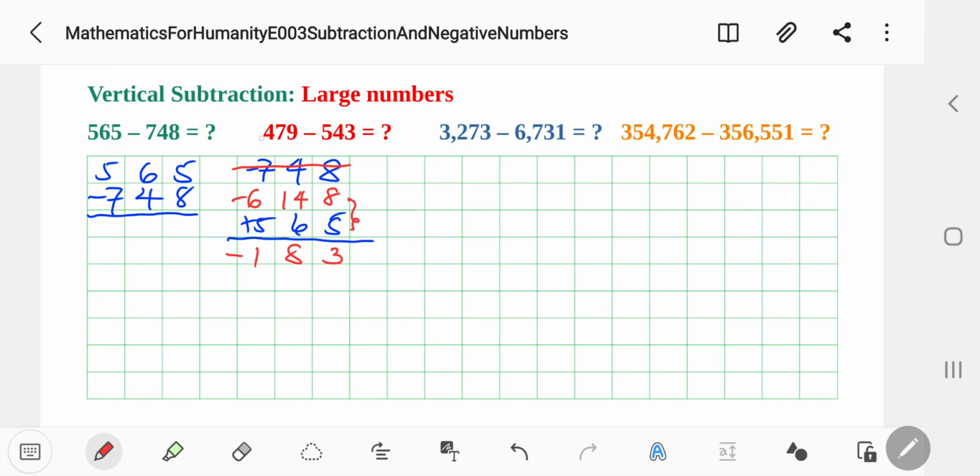Now for this one here, 479 minus 543. So let's look at this. Since you are subtracting a larger number from a smaller number, you have to reverse the order. So you have negative 543 plus 479.